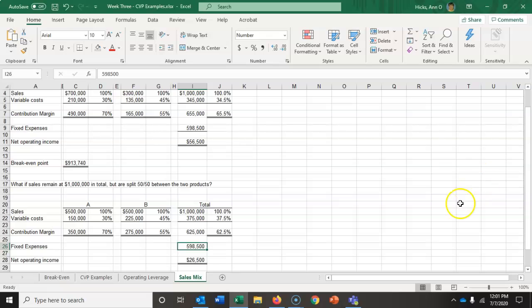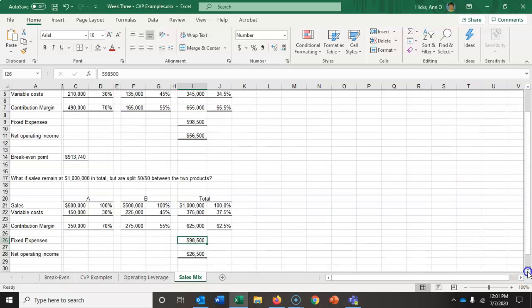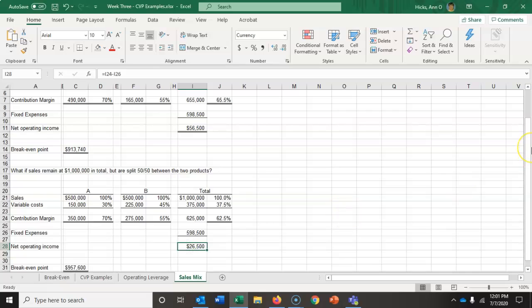We assume no changes in fixed expenses. Look what has happened to our NOI. It is now $26,500. It has dropped $30,000 strictly because we changed the sales mix. That's the only thing that's different between our budgeted numbers and these numbers. We're selling less of product A, which contributes a higher percentage of sales to the bottom line, and more of product B, which contributes less.